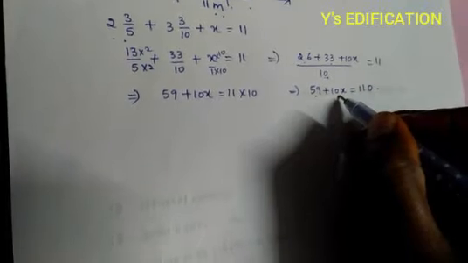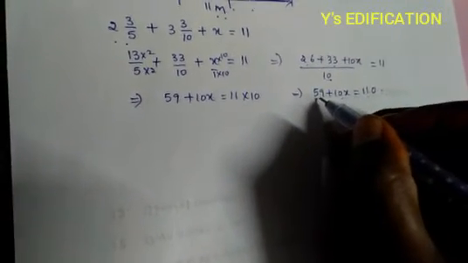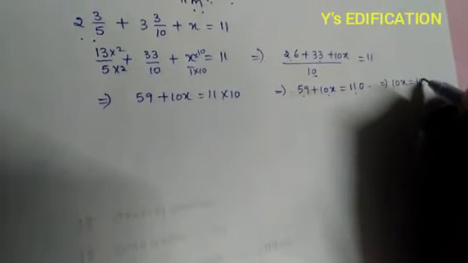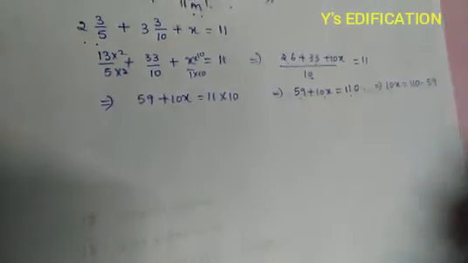Now this is a number, this is a variable, and this is a number. So I am going to write all the numbers on one side. Means 10x is equal to 110 minus 59.